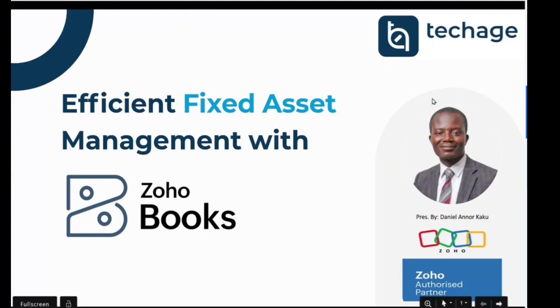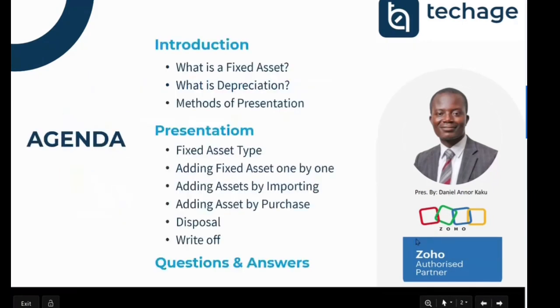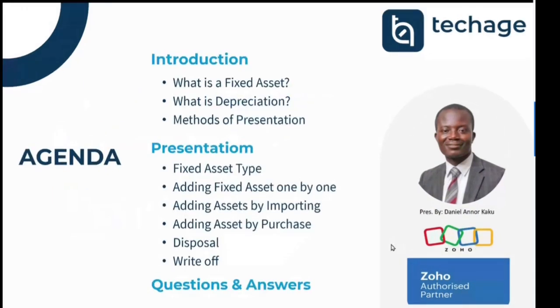So let me quickly start with full screen. So introduction, we'll be looking through in terms of agenda. We are going to look at what is fixed asset, what is depreciation, methods of depreciation. We'll look at presentation on the topic as the efficient use of Zoho Books to manage your fixed asset.